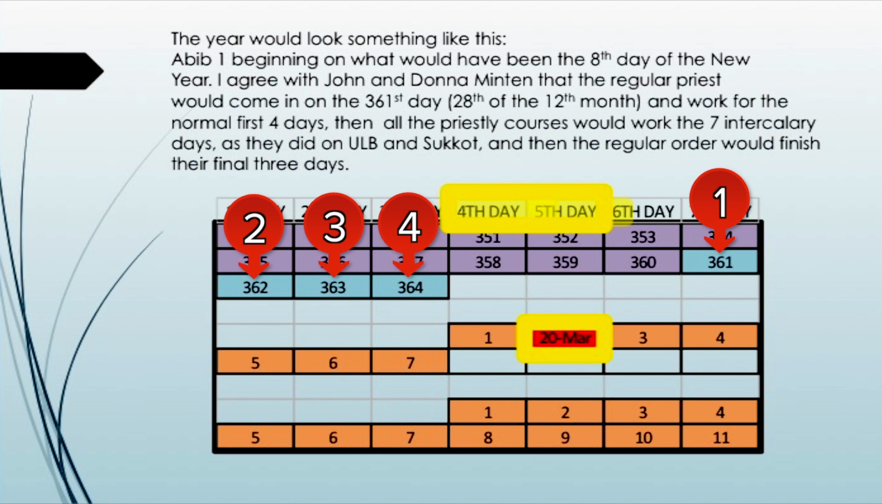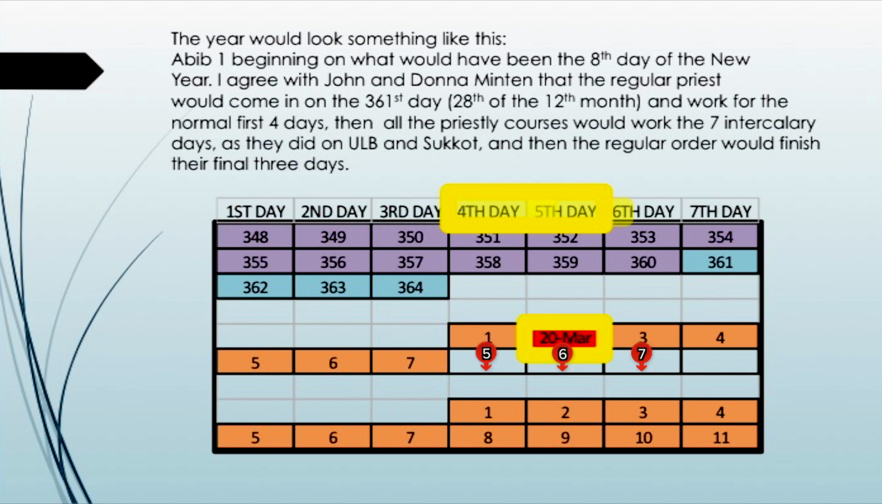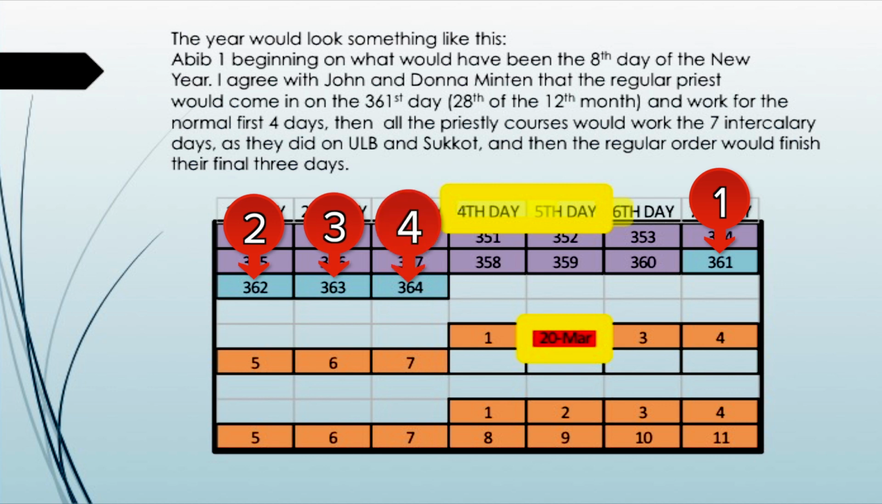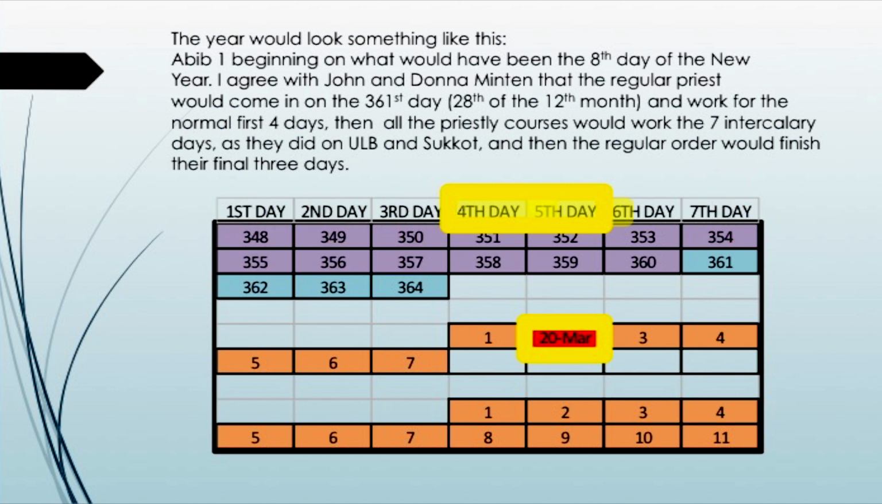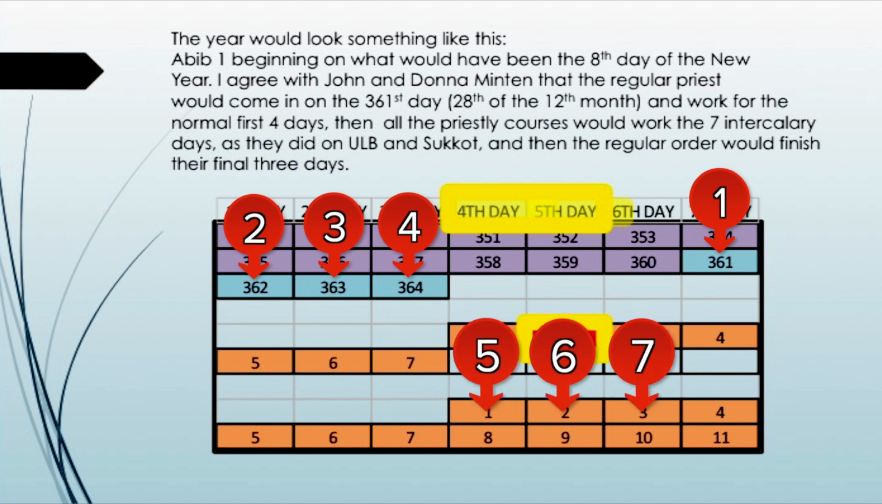And then the regular order would finish out their final 3 days. So they would come in on the 361st day, and for each of those blue boxes, they would work 1, 2, 3, 4 days. All of the priests would come in on the first day, and they would work for 7 days, which would end on the third day of the week, on Tuesday. And then the priestly order would pick up their final 3 days, first, second, third day of the new year.